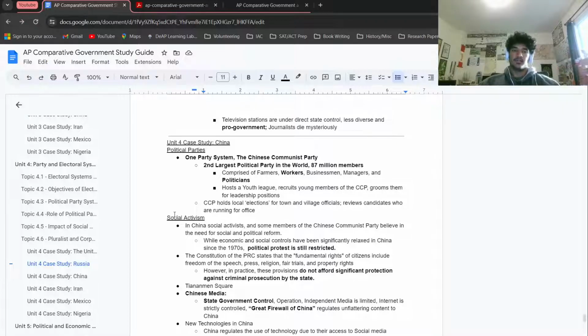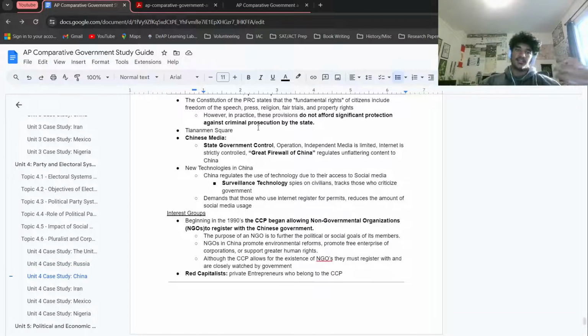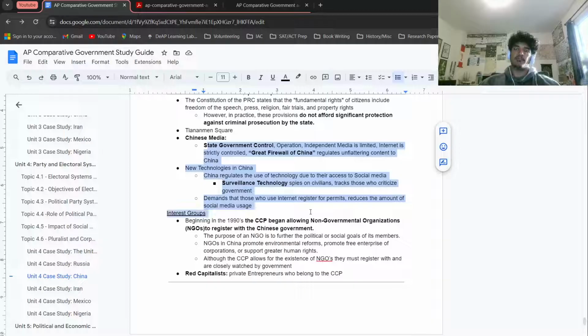And then China. The CCP. Not much we have to talk about there. State regulation, right? Great Firewall China. You can't really talk about much stuff.